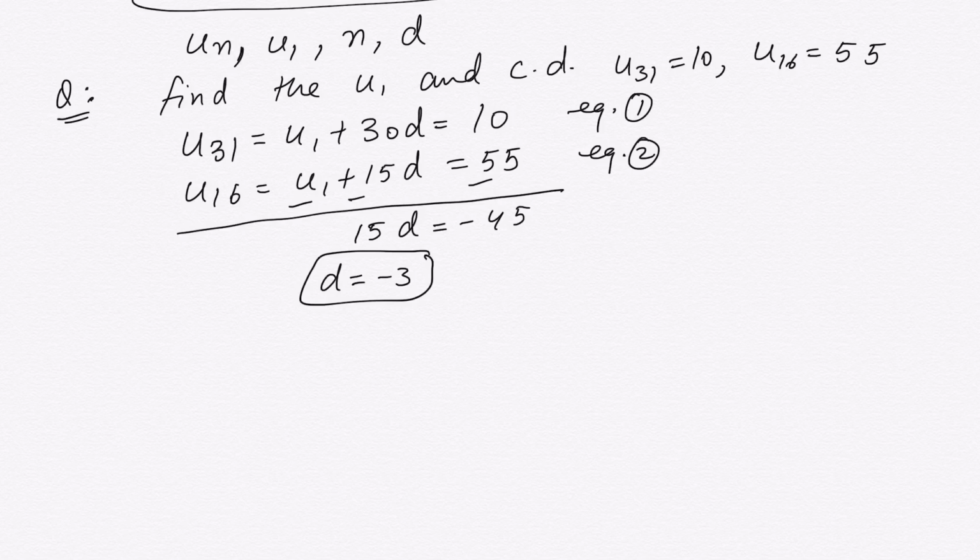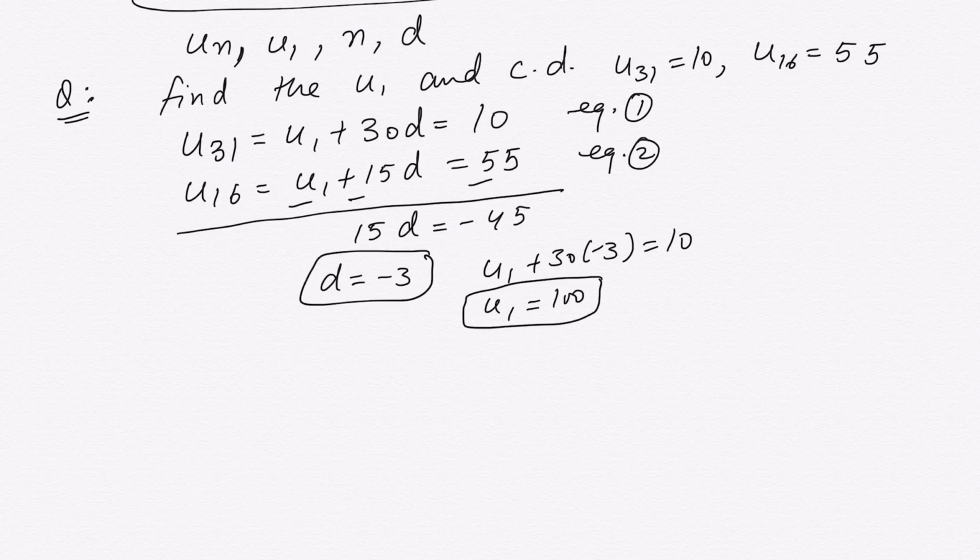And once I know the value of d, I can replace this value of d in any of the 2 equations. Suppose I replace it in the first equation, then my value of u1 is 100. So what happened actually? We were given 2 values. So basically we had to convert those 2 values into 2 equations and then calculate the unknown variables, right?